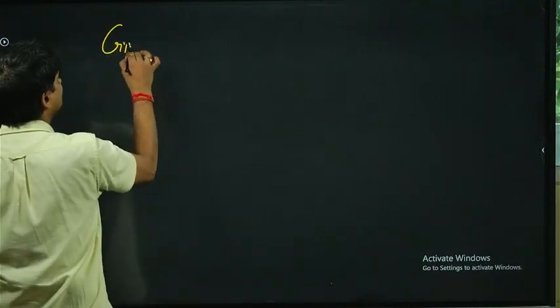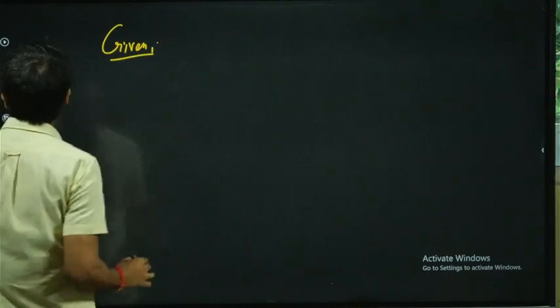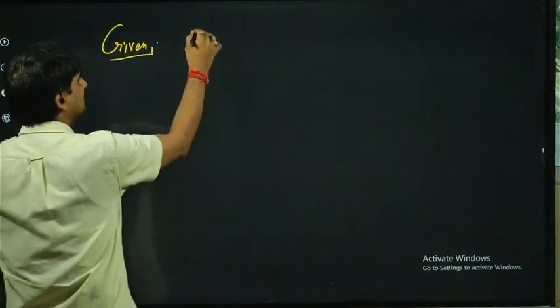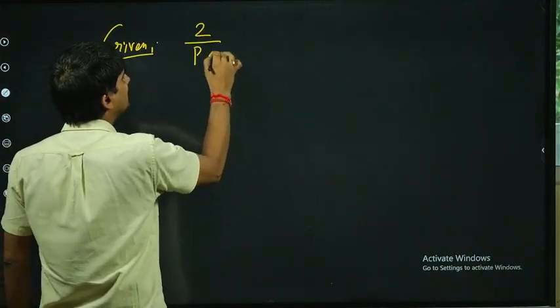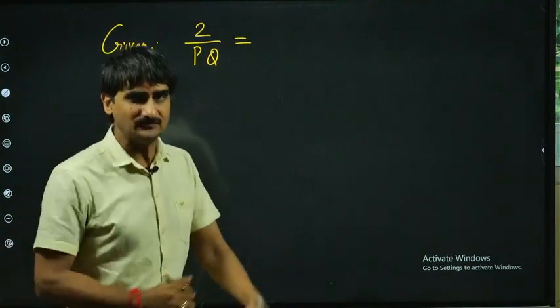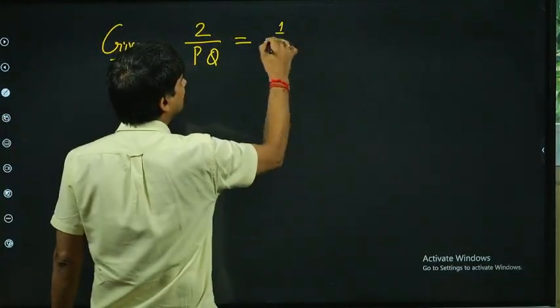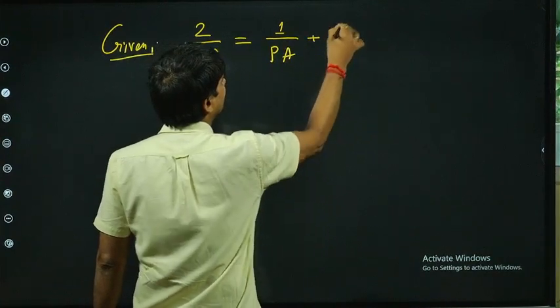So what are we given here? We are given PA, PQ and PB are in HP. So what does that mean? Three numbers are in HP if their reciprocals form an AP, isn't it? So 2 upon the middle term, that is, 2 times the middle term's reciprocal is equal to the sum of the reciprocals of the first and the last term.